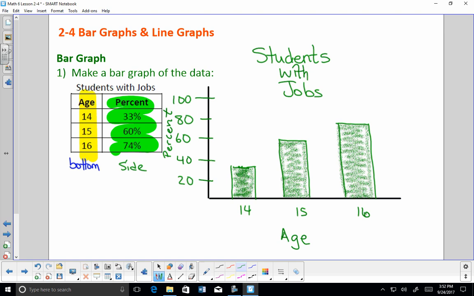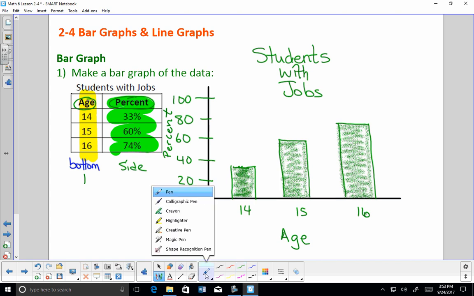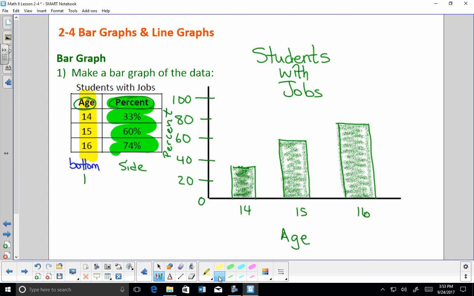I've labeled both the axes. Notice I labeled the bottom axis age. I labeled the side axis percent. I made sure I had equal intervals, that means equal space between each number. I didn't start with 0 and then jump all the way to 33 and then make the same amount of space go from 33 to 60. So I equaled it out so that each one of these intervals here was exactly the same space apart, and they were each 20% difference. That's really important when you make a graph.